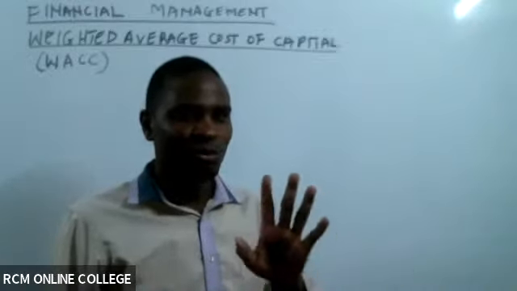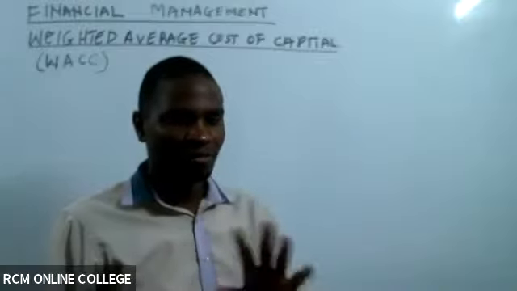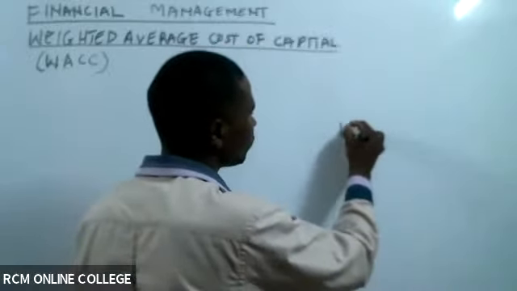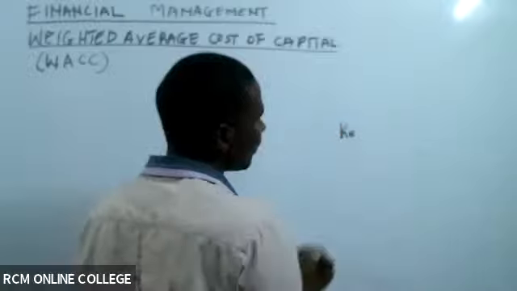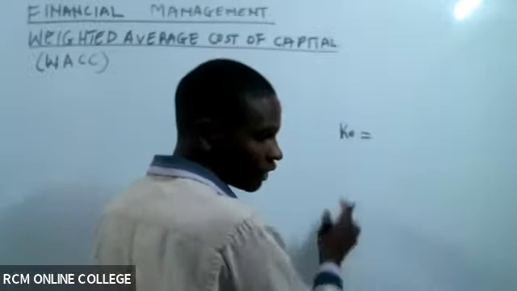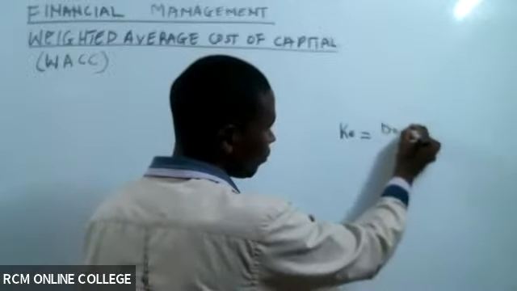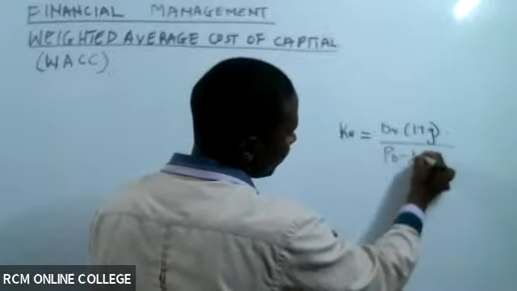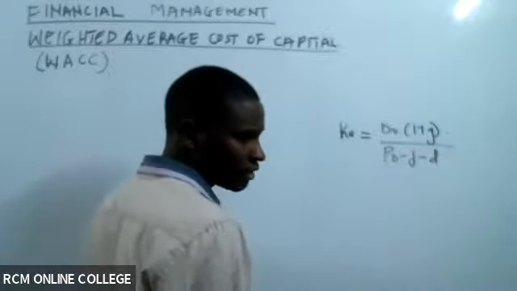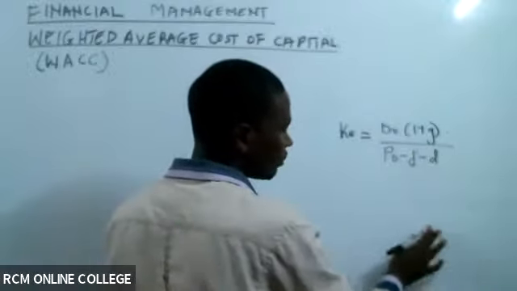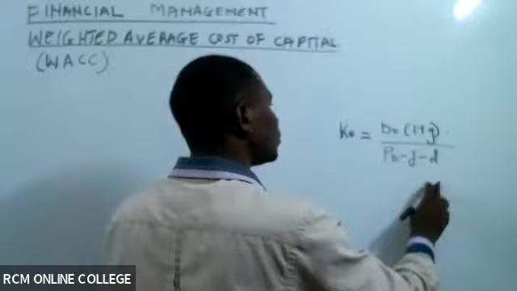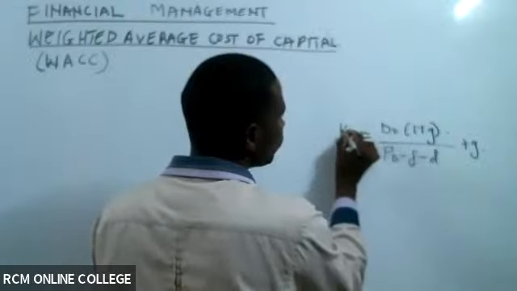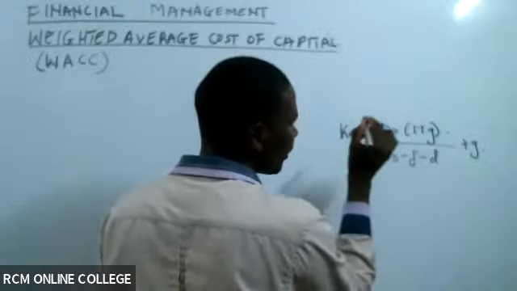Class, hizo ndizo vitu muhimu. Ukishaelewa hizo vitu kwa hii topic, the formulas za hizo vitu, like for example, a recap. KE, cost of equity, as far as ordinary share is concerned, is given by D0(1 plus g) divided by P0 minus F minus D. F and D stand for flotation cost and discount respectively. And then you can add g, to simplify, to stand for the ordinary share and the retained earning.